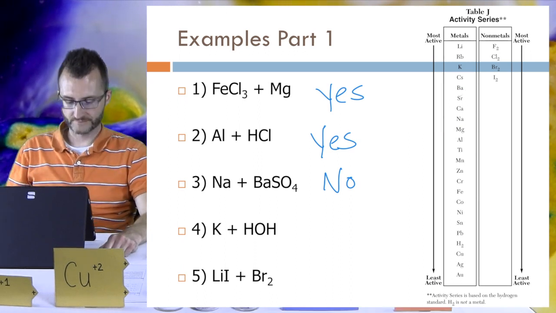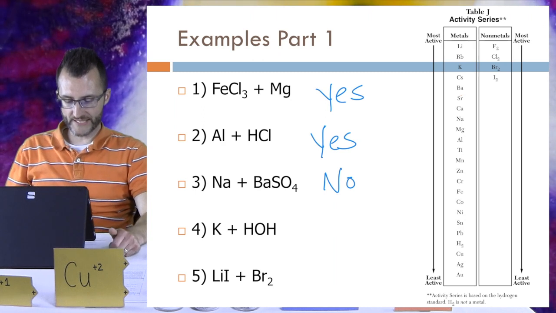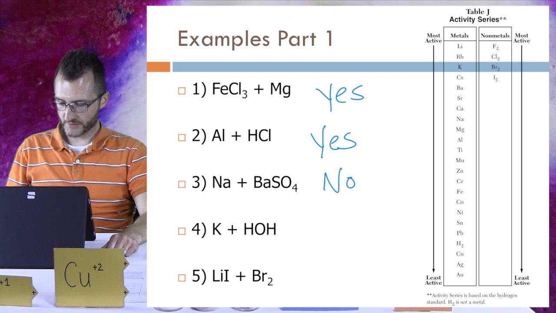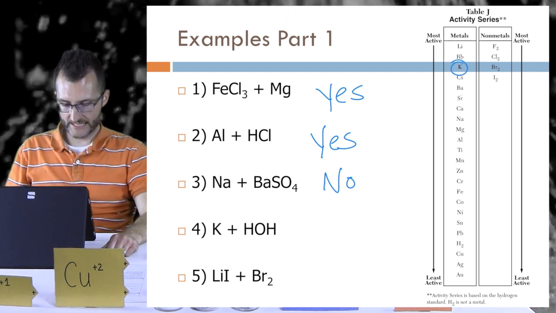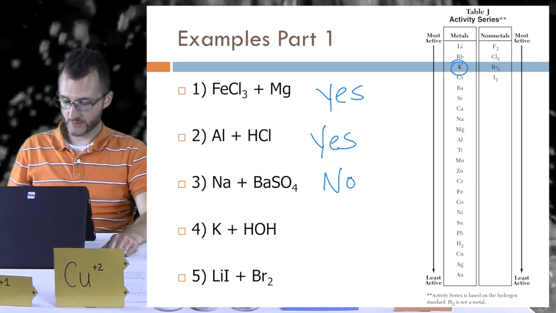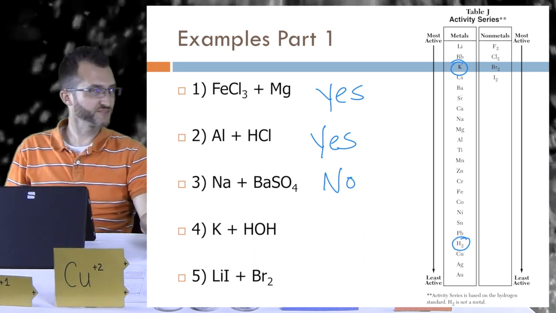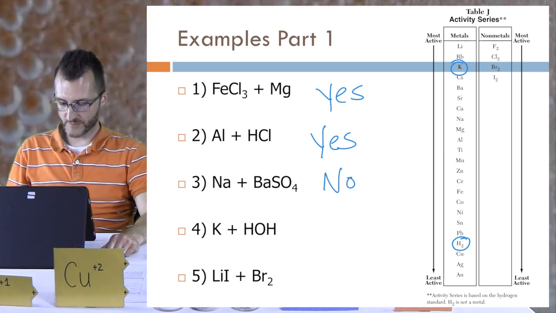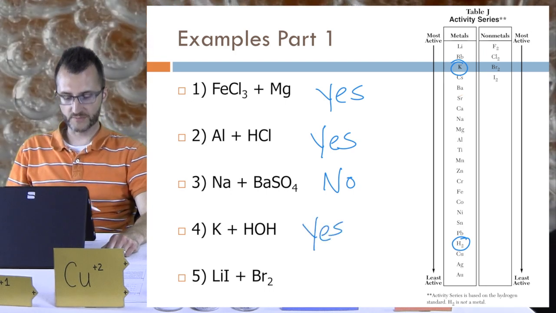Good. All right, number 4, we have K plus HOH. Well, I noticed that HOH is water, but it's been rewritten, so it must be because we're looking at K, which is metal column. And again, just like example 2, we're looking at hydrogen, H2. But it must be separate from the OH again, so that must be why it's written like that. So K is more active than H2, so there will be a reaction for single replacement.